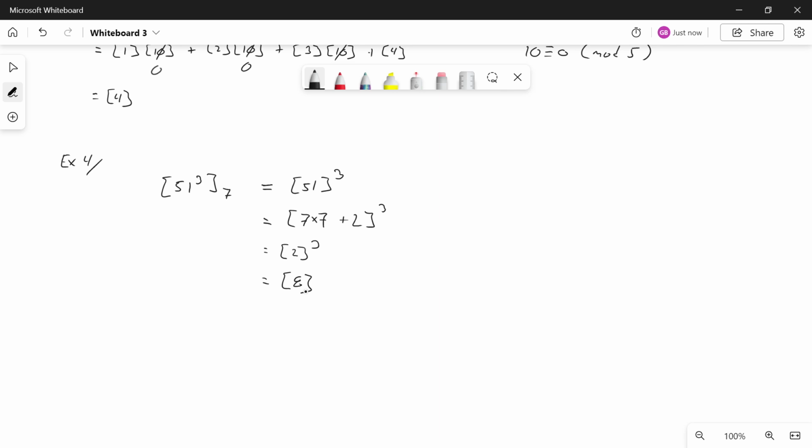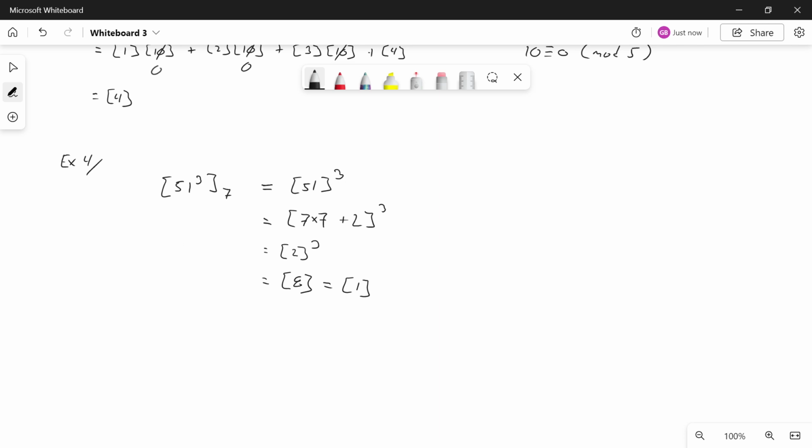But 8's greater than 7. So again, by modular arithmetic, I have to put this into its right class. So what is 8 mod 7? Well, 8 mod 7, again, if I divide 8 by 7, I'm going to have a remainder of 1. So this means this is equal to the congruence class of 1. So that's a lot easier than taking 51 cubed and then trying to do this out. At least I think it's a little bit easier than trying to do it that way.